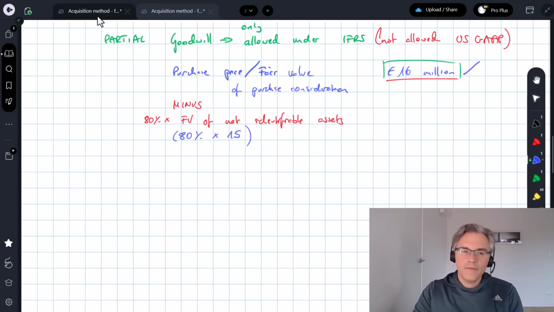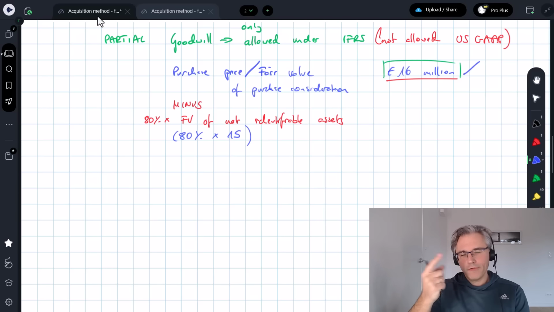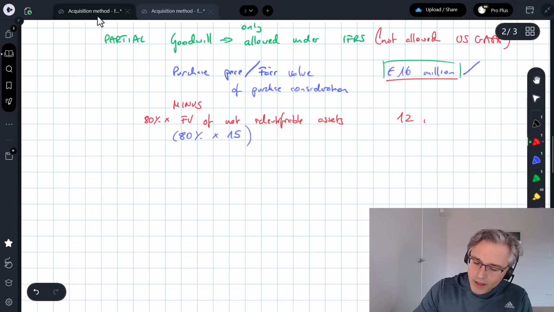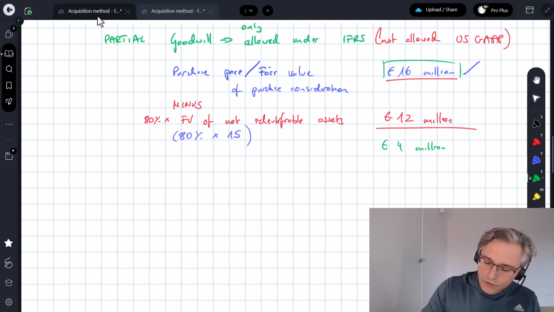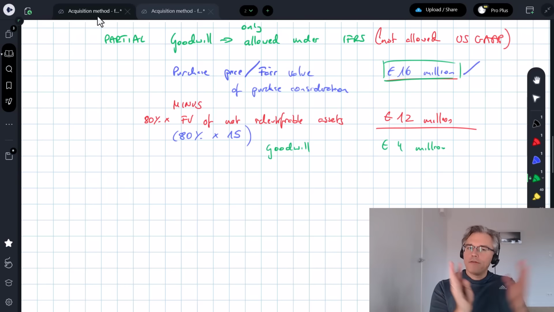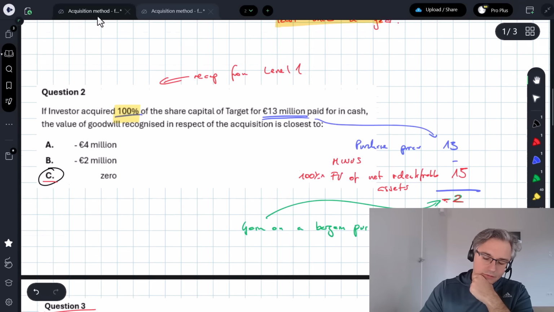80% of 15 is, if you take 15 divided by 5, you get 3. 3 multiplied by 4, it's 4/5 of 15. That's going to be 12 million, isn't it? So I'm deducting 12 million from 16, and I'm getting a difference of 4. And that's how you compute goodwill under the partial goodwill method. You check how the price you pay for a certain percentage of the shares compares to that same share of the company's net assets. And it's a very logical sort of consequence of all.